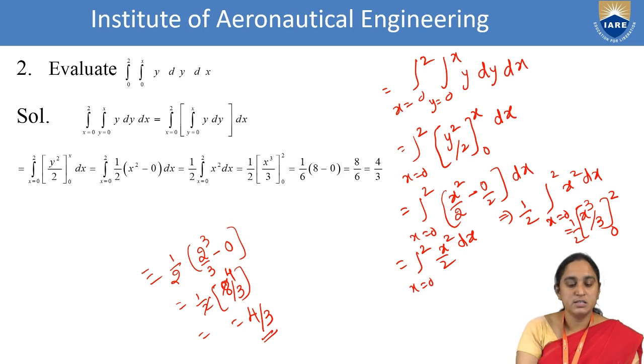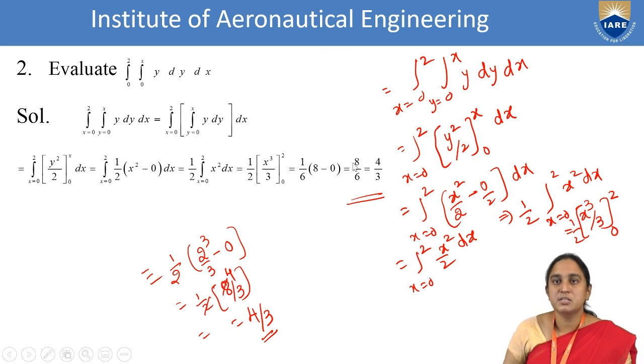Okay, if the question is in terms of x and y limits, that is integral 0 to 2, integral 0 to x of y dy dx, the final answer is 4 by 3. This is the procedure for finding any value in double integral form.